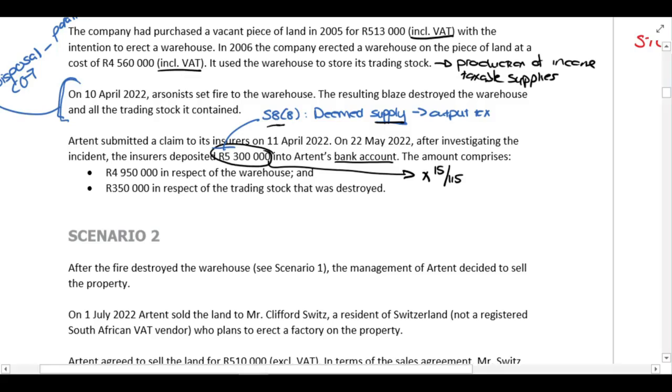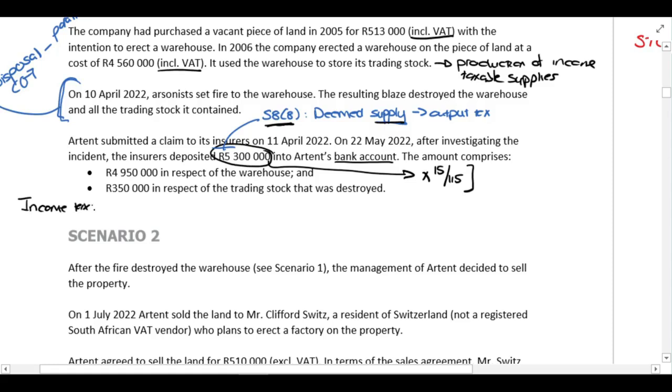Now for Section 8.8 also, it tells you if the insurer gives you a new asset, so it replaces the asset, then there's no deemed supply. In this case, that's not the case if you receive money. So from a Section 8.8 perspective, there will be VAT implications. From an income tax perspective, what happens?